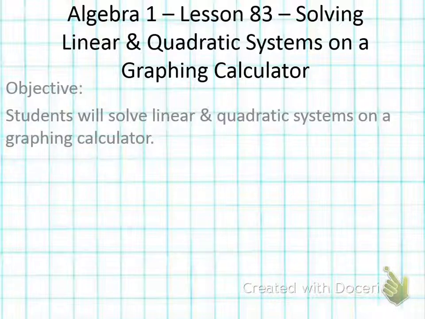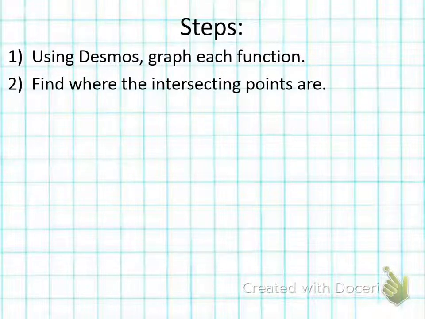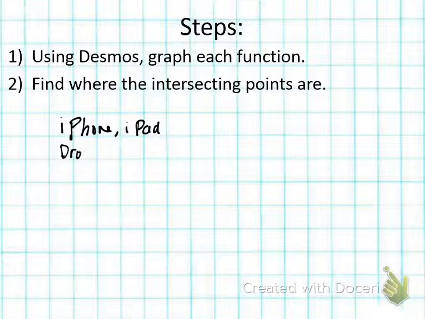Okay, so we're going to use a graphing calculator. The steps are super easy. Using Desmos, graph each function, and then find where the intersecting points are. This Desmos app, you could find it on your iPhone, iPad, or whatever you have. You could also get it on the Droid, and also you could go on to your computer or on the internet. It's all free. It's the same thing, and it's super awesome.